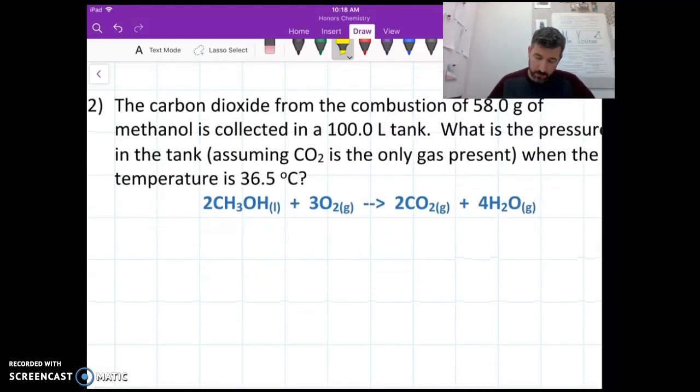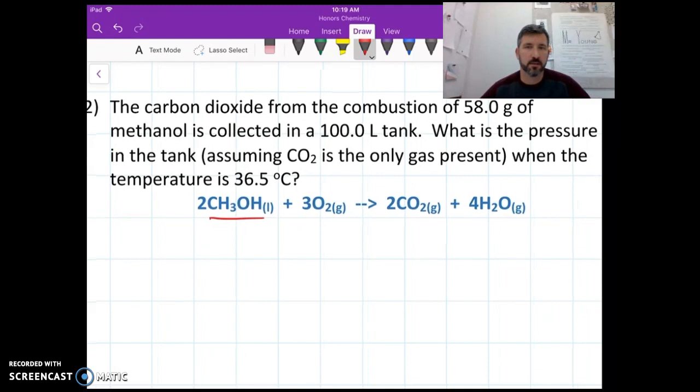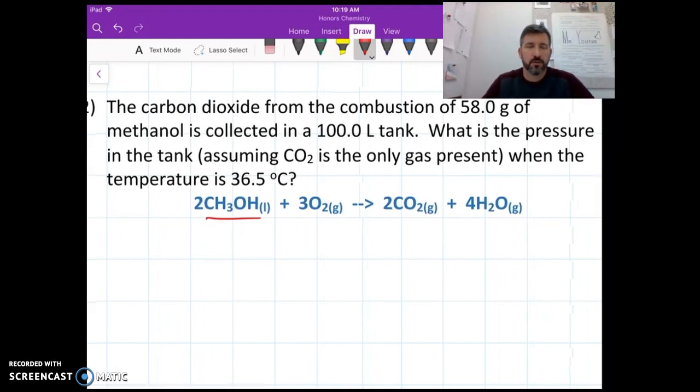The carbon dioxide from the combustion of 58 grams of methanol, which you can see right down there is CH3OH, is collected in a 100-liter tank. What's the pressure in the tank, assuming that CO2 is the only gas present, when the temperature is 36.5 degrees Celsius? Okay, so let's go ahead and see if you can figure out a plan for this problem.